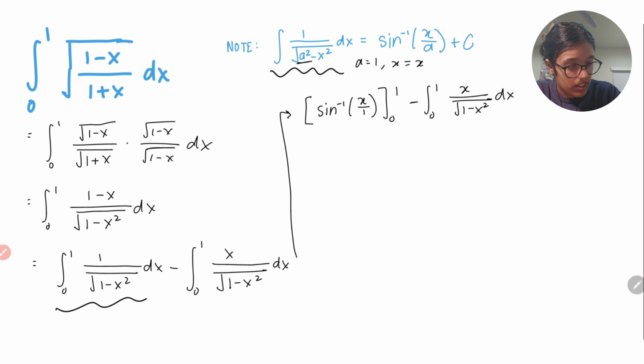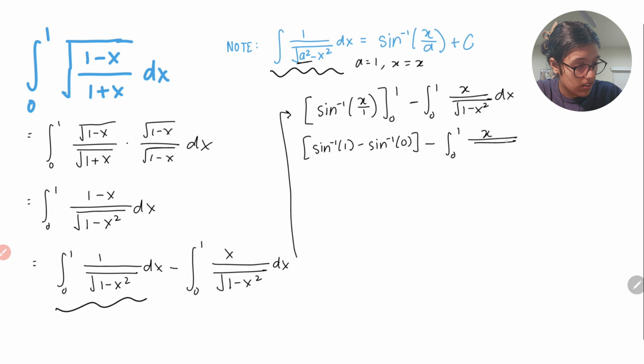Alright, so let's solve this. Solving this, we get sine inverse of 1 minus sine inverse of 0, rewriting the other integral as it is. And then this is equal to pi over 2 minus 0.